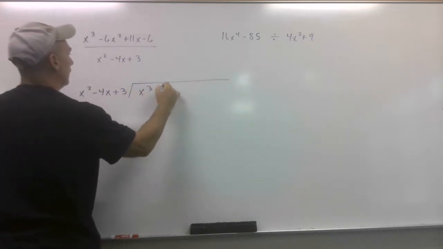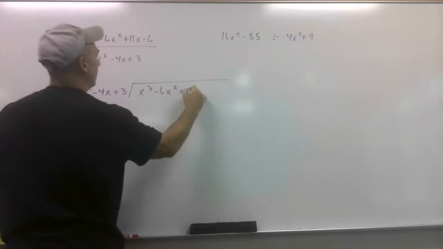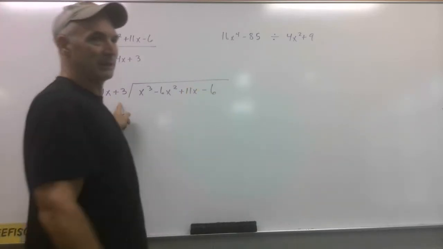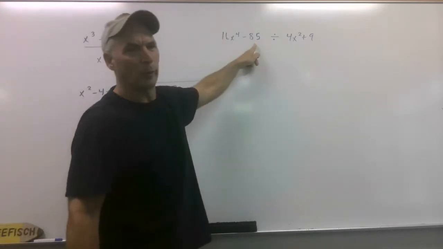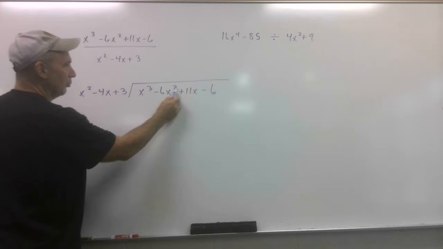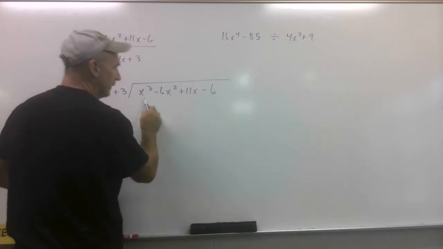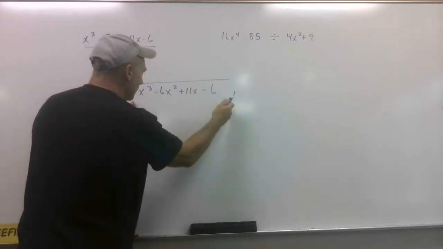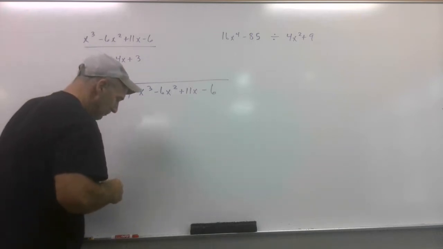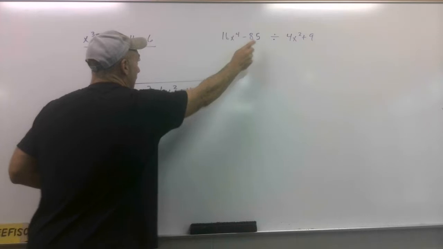And x cubed minus 6x squared plus 11x minus 6. Now I want you to notice something. I'm going to give you a heads up for this weird looking problem. Look how this goes, 3, 2, 1, none. That's good. Everything's lined up. Everything's going to fall into place. Keep that in mind going into that problem.